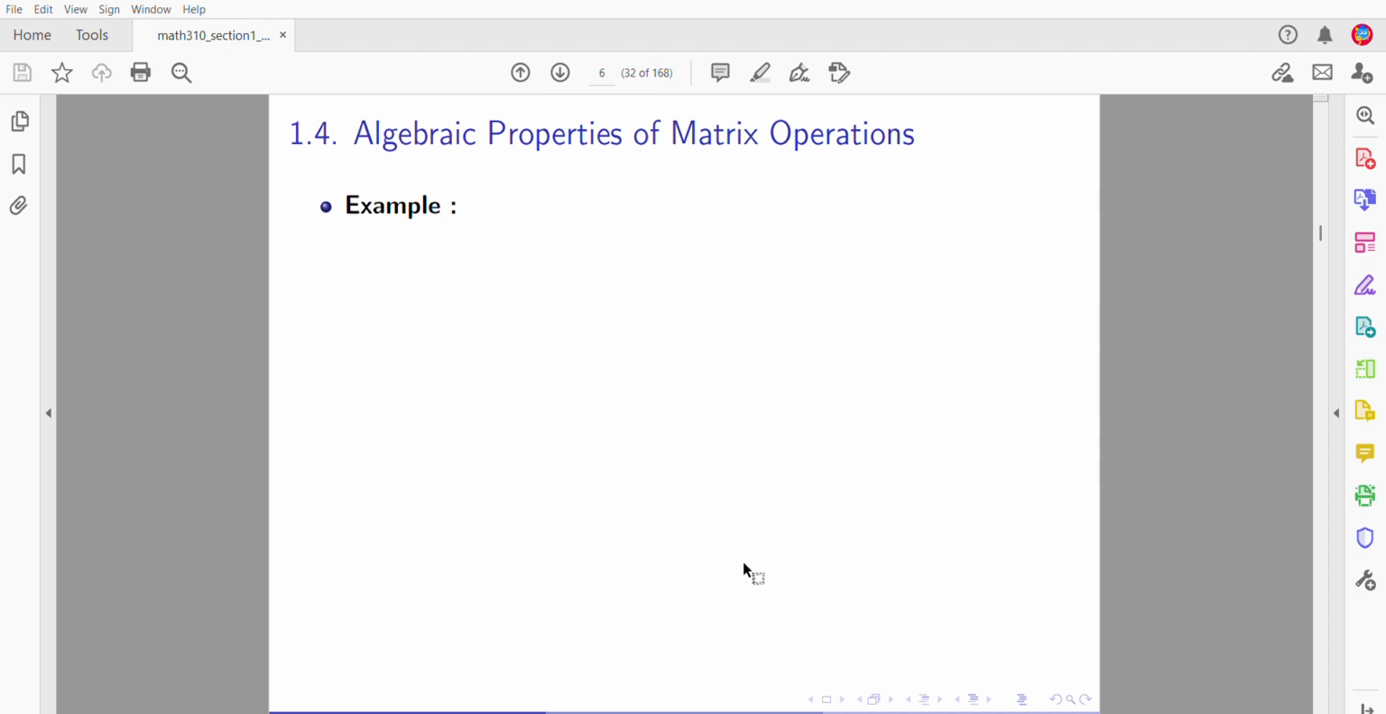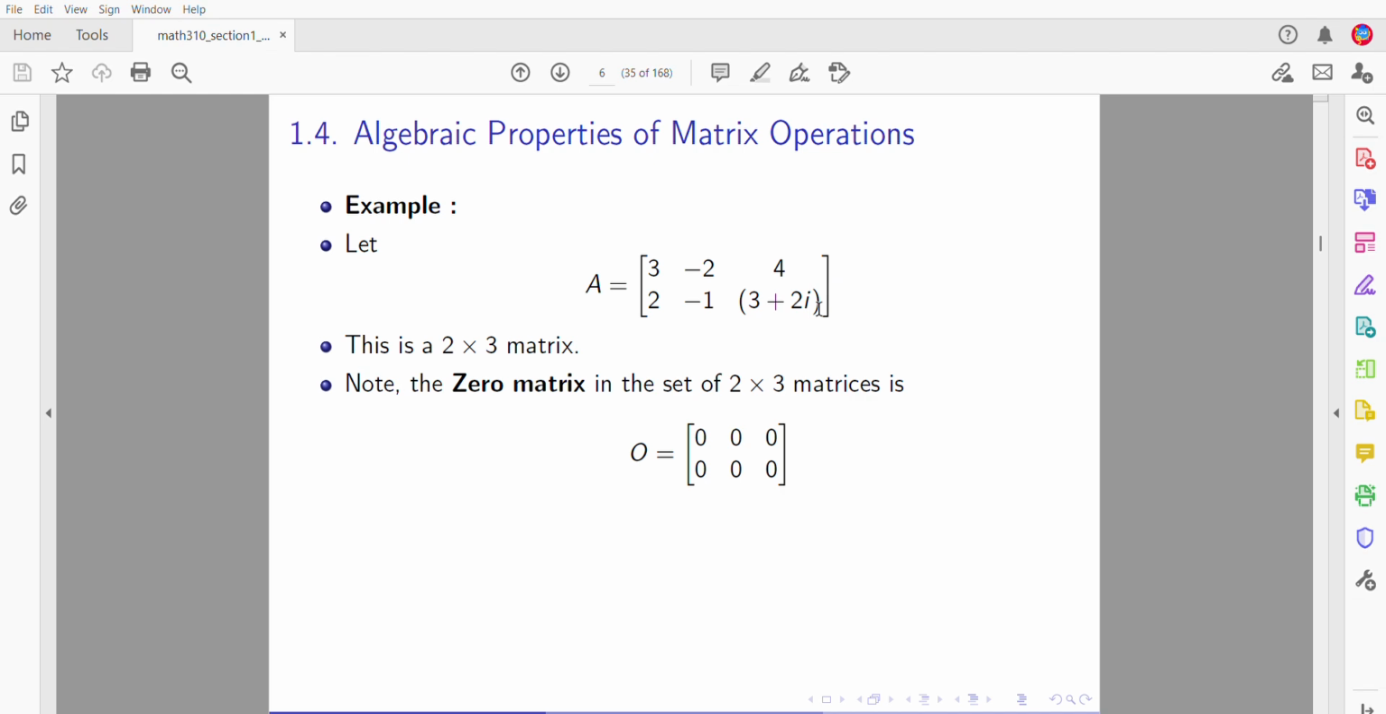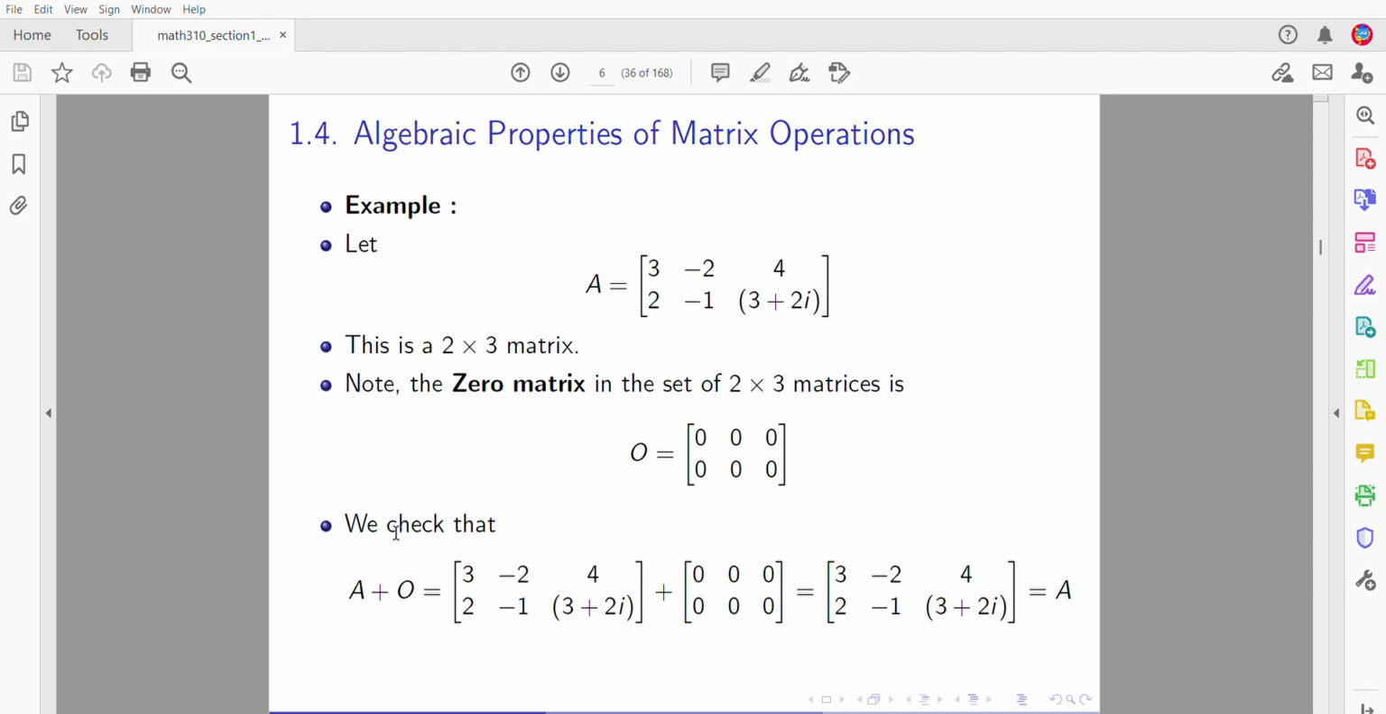Okay. Example: let matrix A be 3, negative 2, 4, 2, negative 1, and a complex number 3 plus 2i. This is okay, it's a matrix. This is a 2 by 3 matrix. There are 2 rows and 3 columns. Note the zero matrix: 2 rows with 3 columns is full of zeros here. That's the O matrix, zero matrix. Now check, A plus O matrix is your A matrix plus your O matrix. When you add individually, you're simply adding zeros, so you get A back.